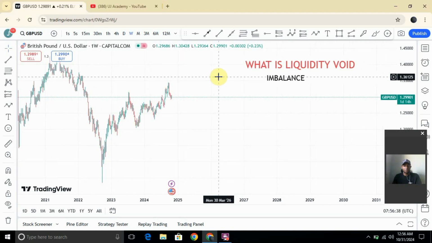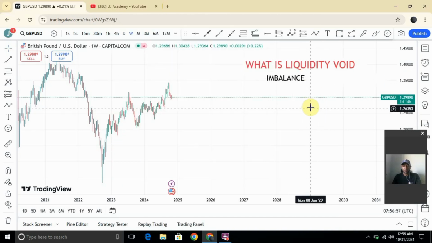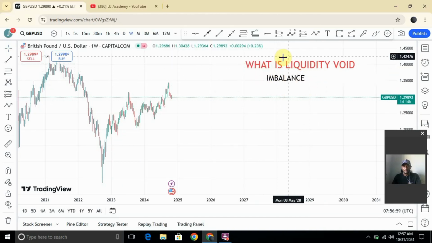A liquidity void is also known as a liquidity gap or a liquidity crisis. It refers to a situation where there is insufficient liquidity in financial markets, a lack of buyers or sellers. Now, a liquidity void can also be called an imbalance.